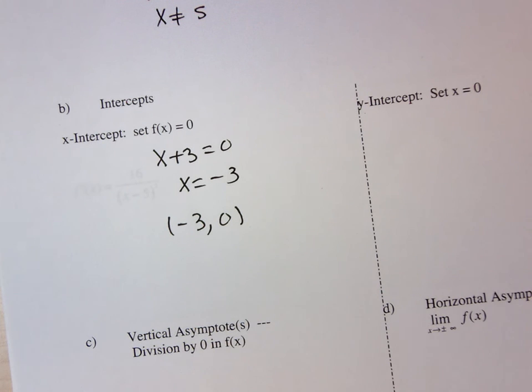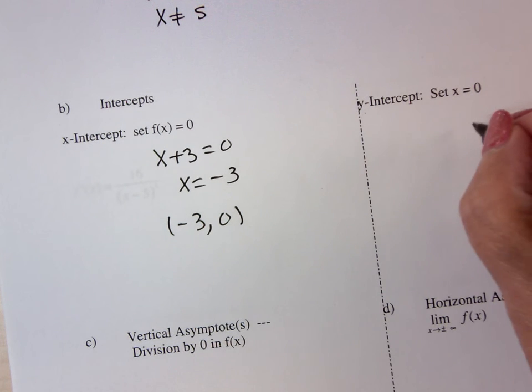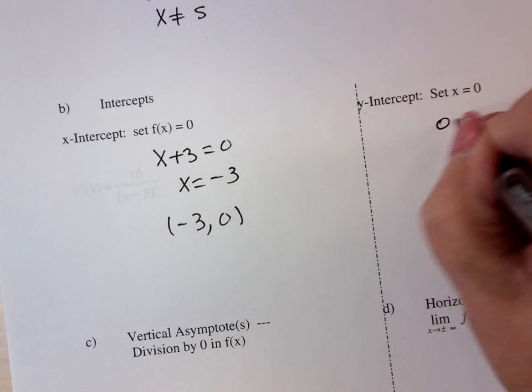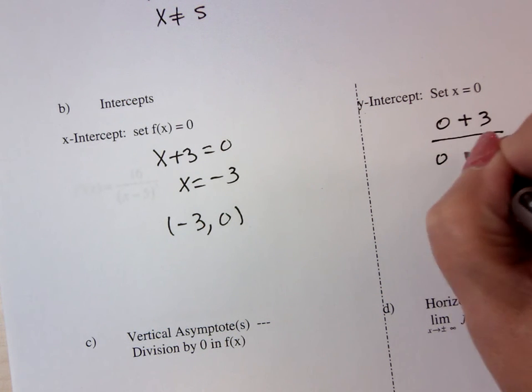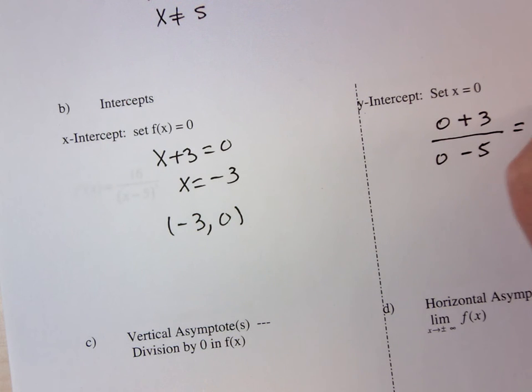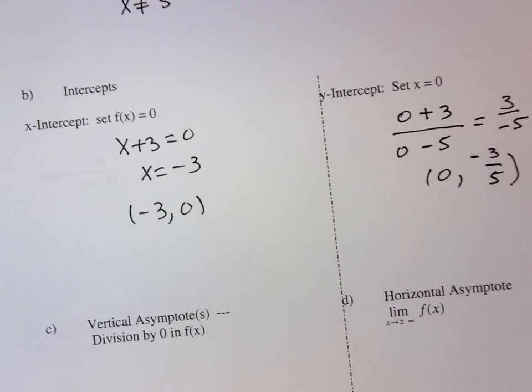Y-intercept is where x equals 0. So that's where I take the original function. So it's 0 plus 3 over 0 minus 5, which is 3 over minus 5, or it's 0, negative 3/5. So I do have a y-intercept, and I have an x-intercept.